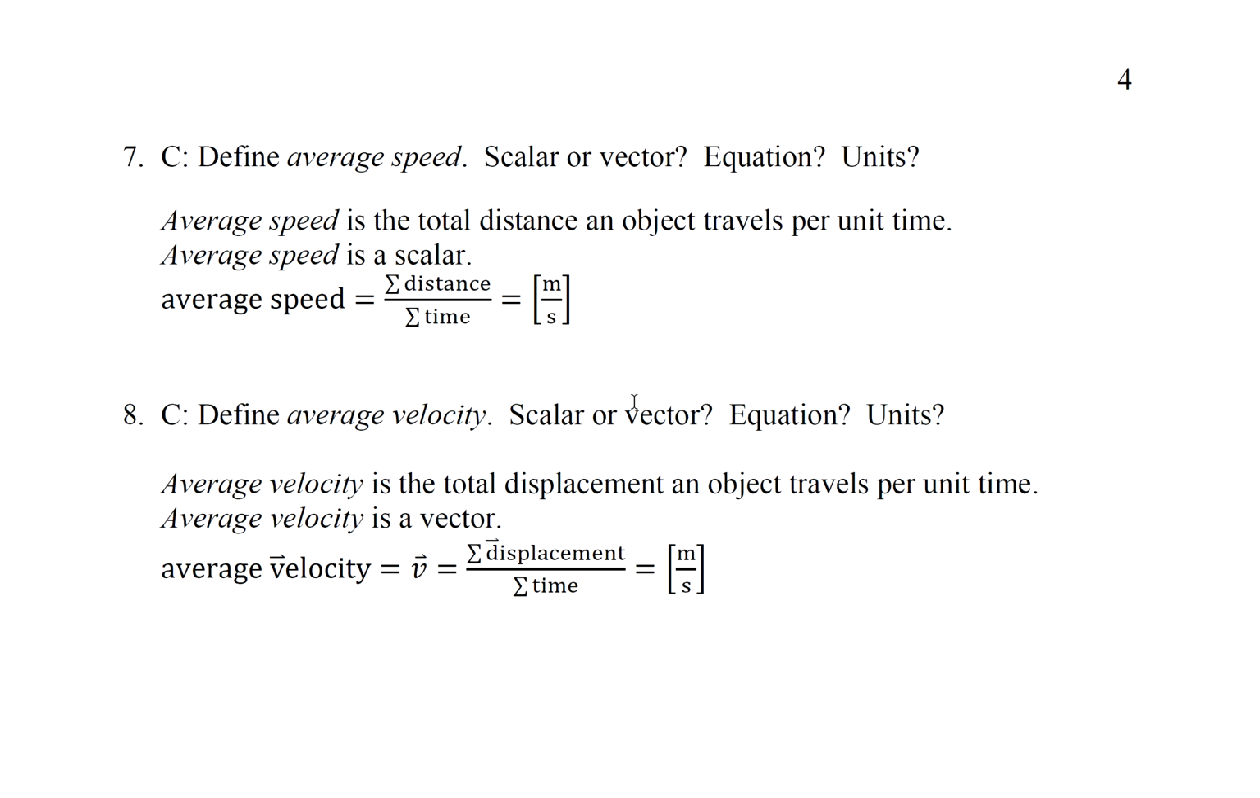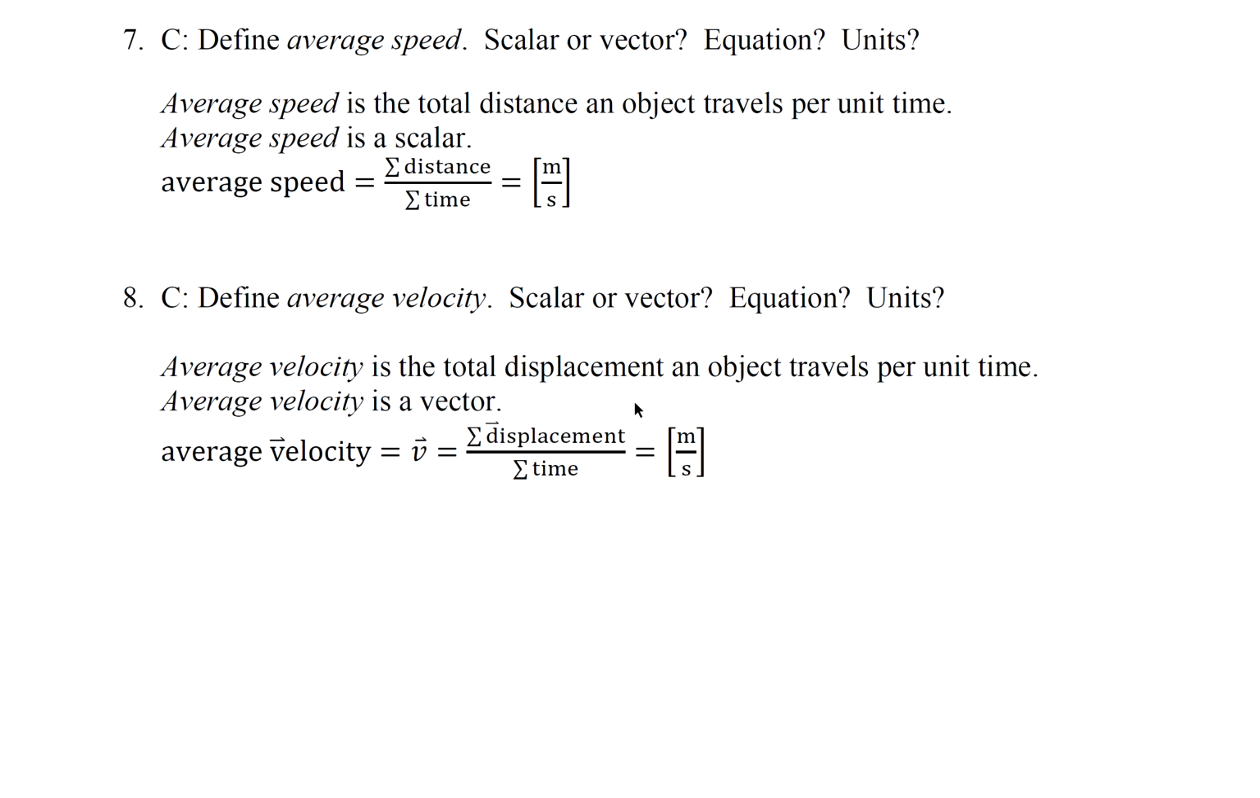Question 7, define average speed. That's the total distance an object travels per unit time. It's a scalar. Define average velocity. That's the total displacement an object travels per unit time. It's a vector.